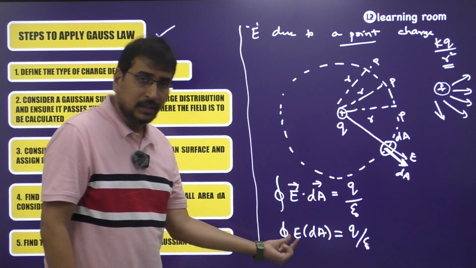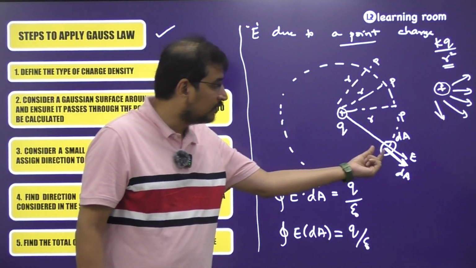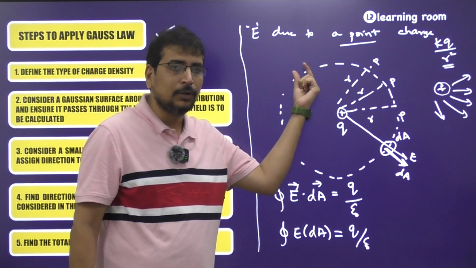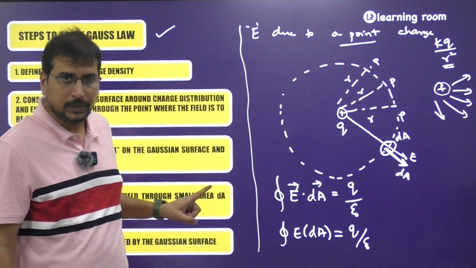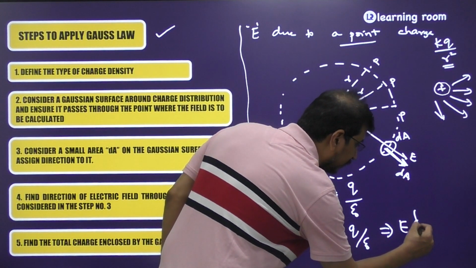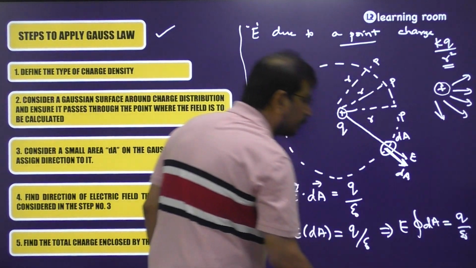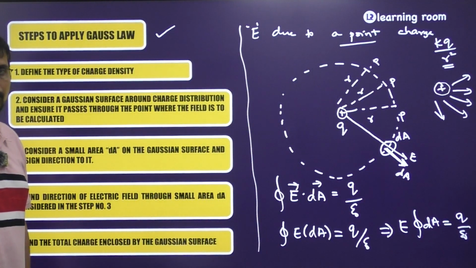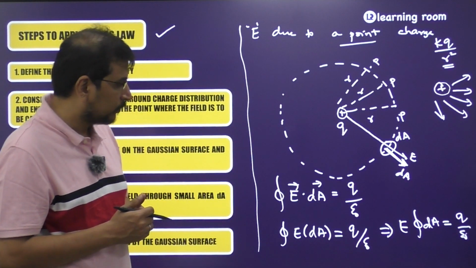The value of electric field is constant at a given distance. So if I take this dA anywhere on the surface, the value of electric field would be a constant. So I need to take that constant outside. So what will I write it as? E into the surface integral of dA is equal to Q divided by epsilon naught. Makes sense? In differentiation and integration, you can take out the constants, right?